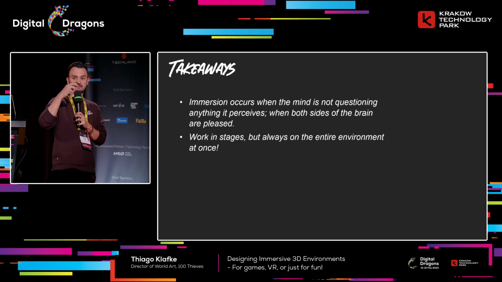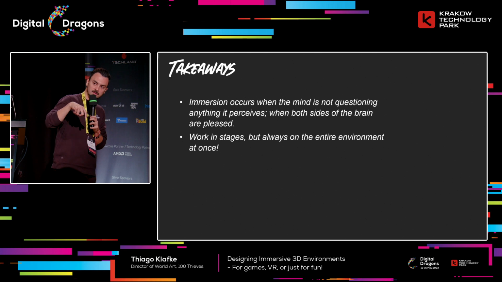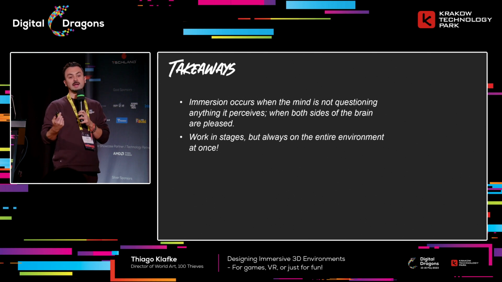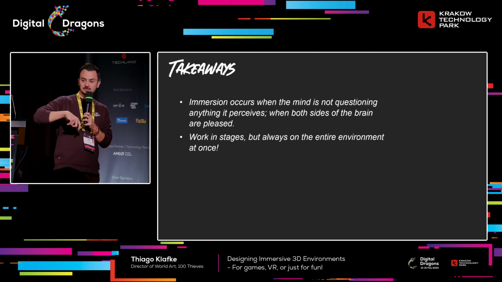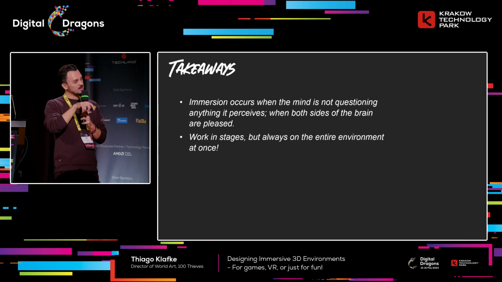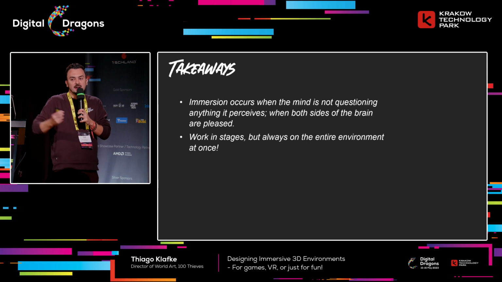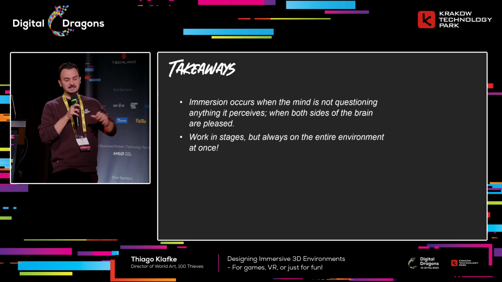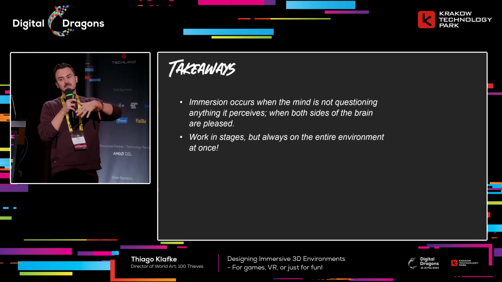Work in stages, but always on the entire environment or project at once. Always look at the forest, and then you go to the trees. For a long time, I used to do the opposite. I would start with the trees, make a really beautiful tree, metaphorically speaking, and then I'm like, okay, how do I make the forest? I was like, I don't know, just go to the next project. So I abandoned so many projects because I would just make a corner, and I didn't know how to make the rest of the environment.